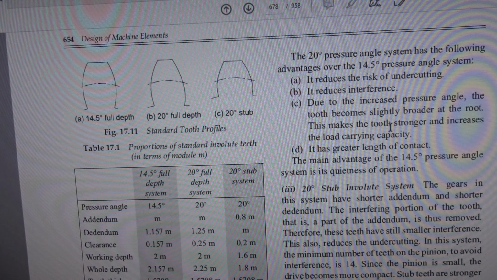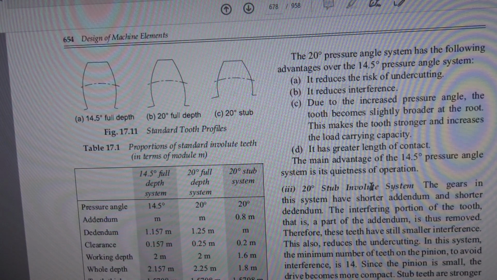This makes the tooth stronger and increases the load carrying capacity. It has the greater length of contact. The main advantage of the 14.5-degree pressure angle system is noiseless operation. So this is the 14.5 and 20-degree full depth.